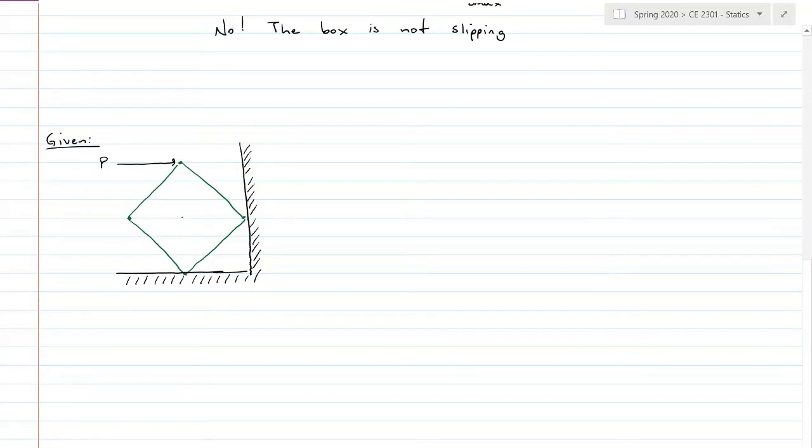The square has a 100-pound weight, and each side of the square is 6 inches. The coefficient of static friction for all surfaces, mu s, is equal to 0.5.